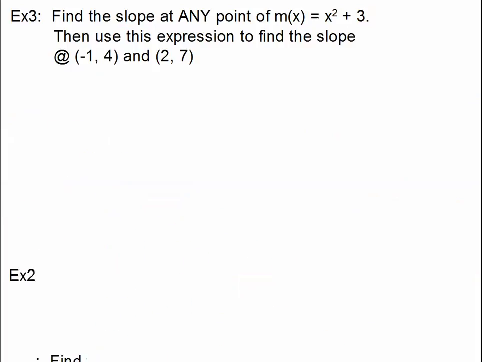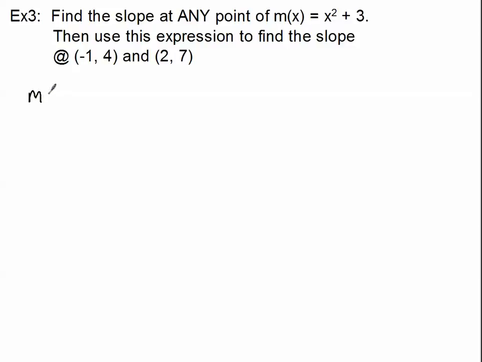So when we go to example 3, it says find the slope at any point for this curve. Here's our new curve, x squared plus 3, and then use the expression to find the slope at this point and to find the slope at this point. So I'm going to hold off on these points for a bit. I'm going to do my tangent line difference quotient to find the slope of this curve at any point, and then I will plug in a negative 1 and plug in a positive 2. So let's do that.